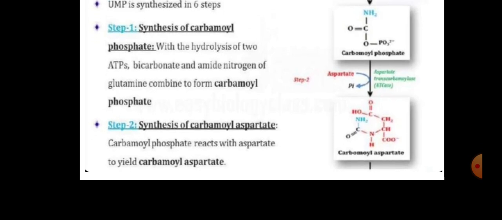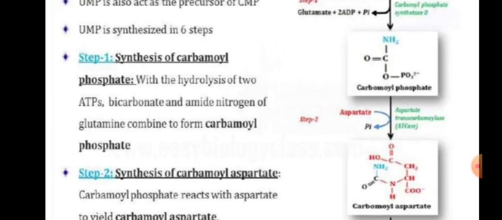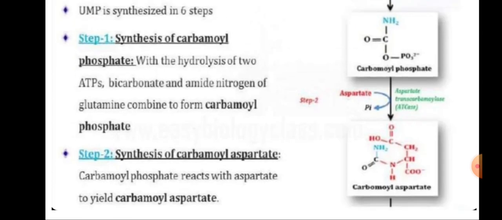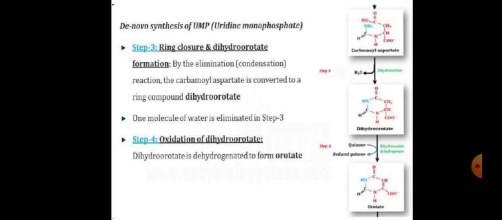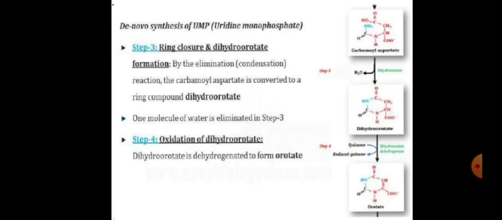In step 2 is the synthesis of carbonyl aspartate. Carbonyl phosphate reacts with the aspartate to yield carbonyl aspartate. Here carbonyl phosphate is formed in step 1, and that reacts with the aspartate. The enzyme is aspartate transcarbamylase, ATCase. That will involve the synthesis of carbonyl aspartate.